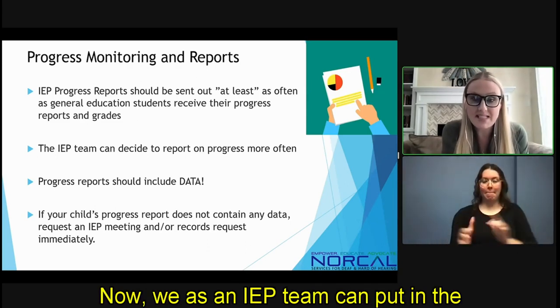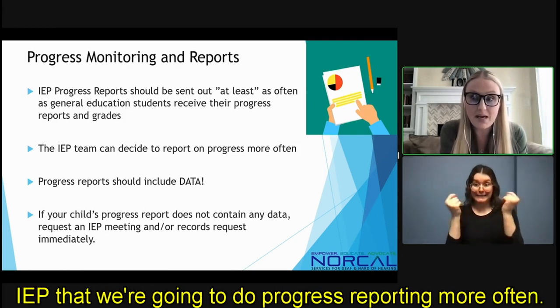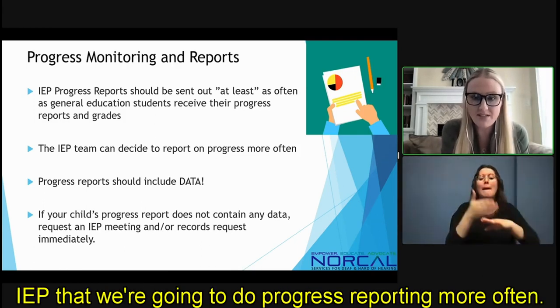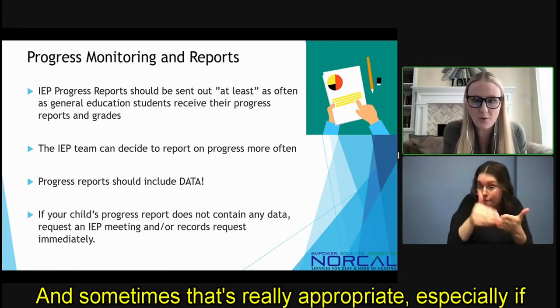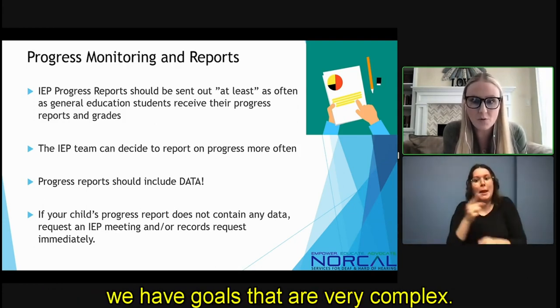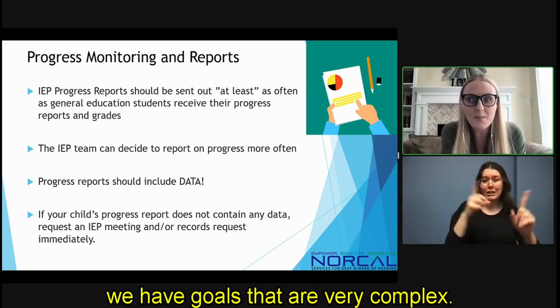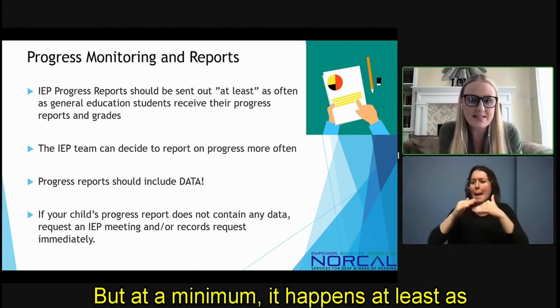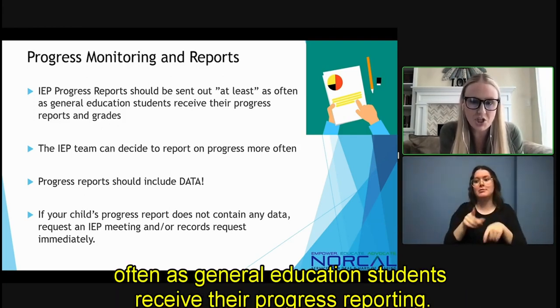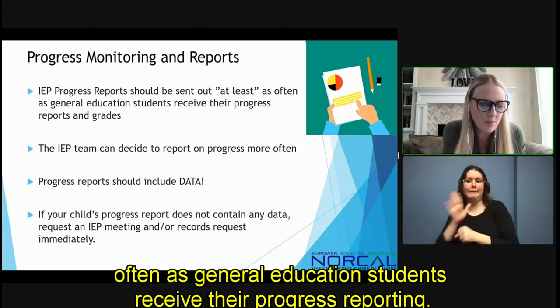Now, we as an IEP team can put in the IEP that we're going to do progress reporting more often, and sometimes that's really appropriate, especially if we have goals that are very complex. But at a minimum, it happens at least as often as general education students receive their progress reporting.